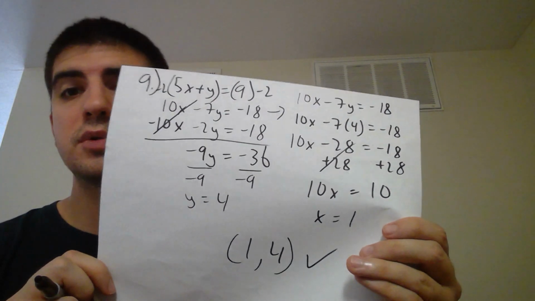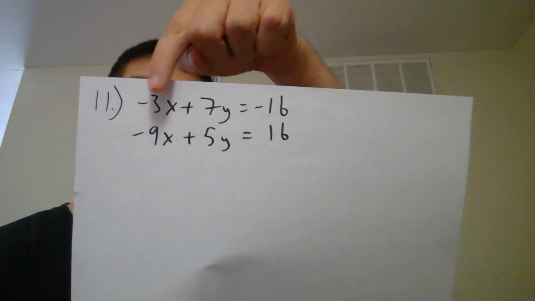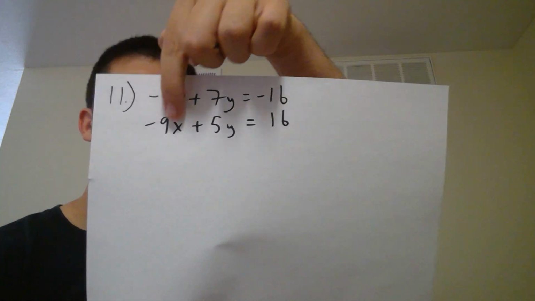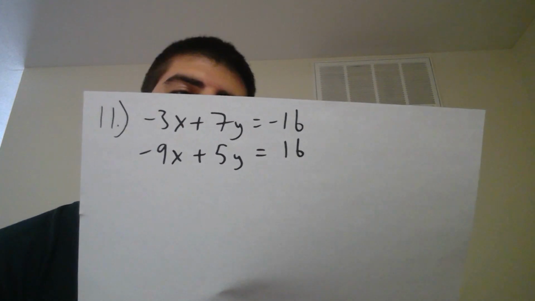Let's do another one. The next one we're going to do is number 11. So this is negative 3x plus 7y equals negative 16, and negative 9x plus 5y equals 16. We're going to solve that for x and y.